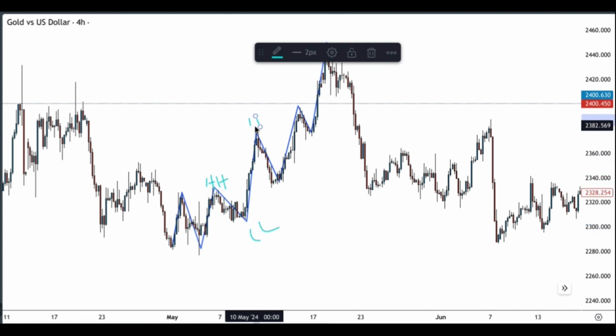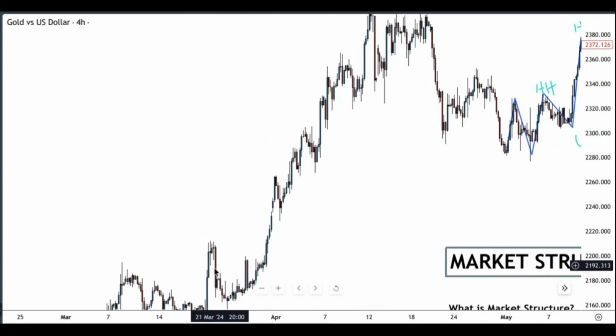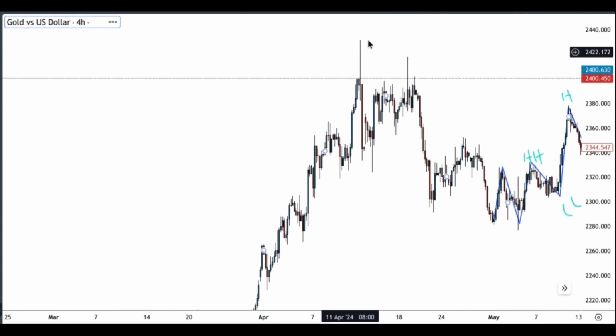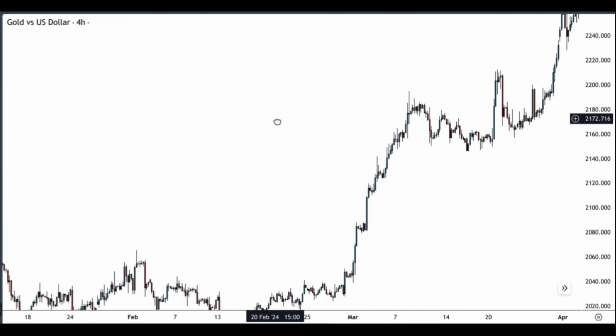All right, because we are seeing a series of higher highs, higher lows, higher highs, higher lows. Let's look at this right here. Higher high, higher high, higher low, higher low. Right. Now you see a typical ranging market.